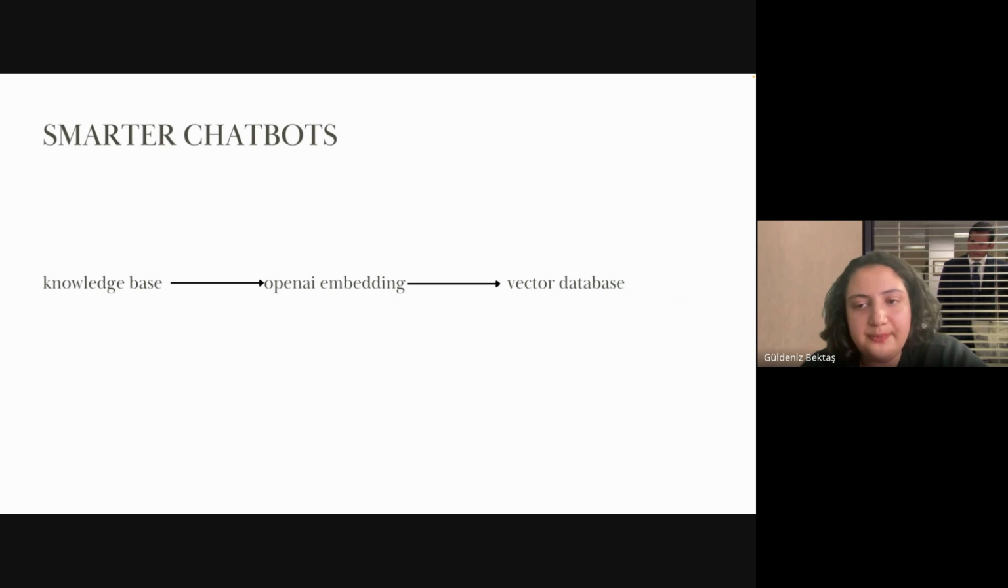On the other hand, it will not be possible for the information about your domain to be in the GPT training set. In this case, it is necessary to provide external data to GPT. This data is called a knowledge base. You will need to put this knowledge base into a database called a vector database. Vector databases are places that allow you to store your data as expected by language models.